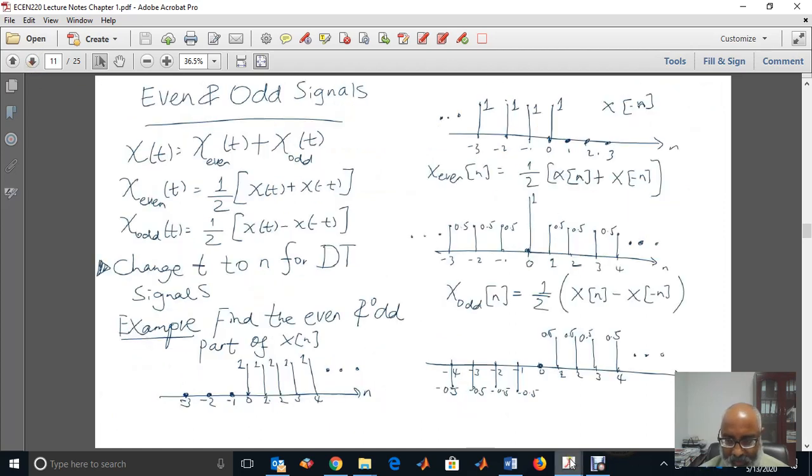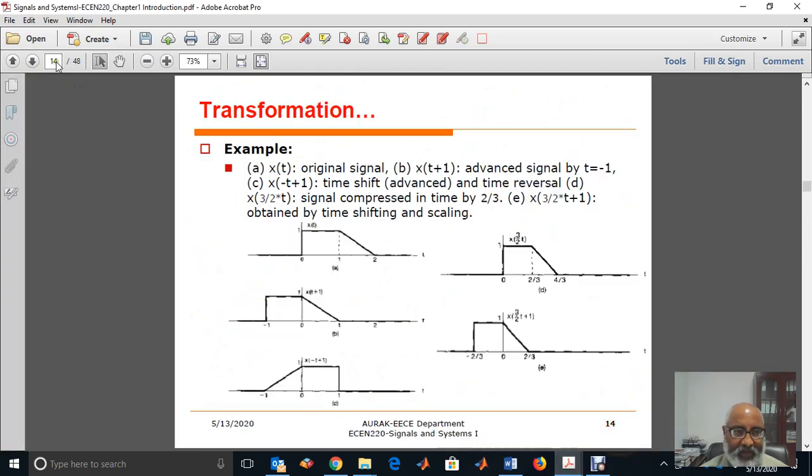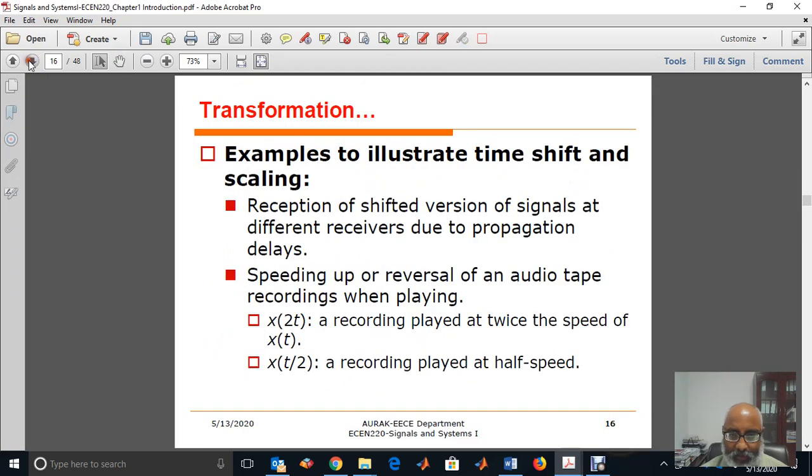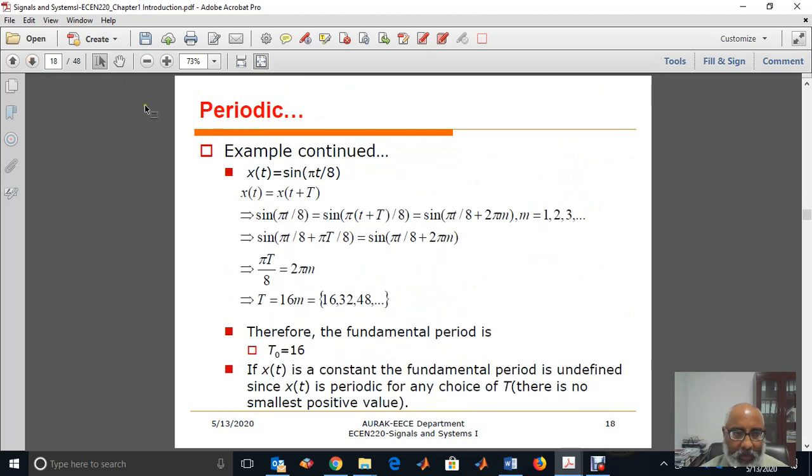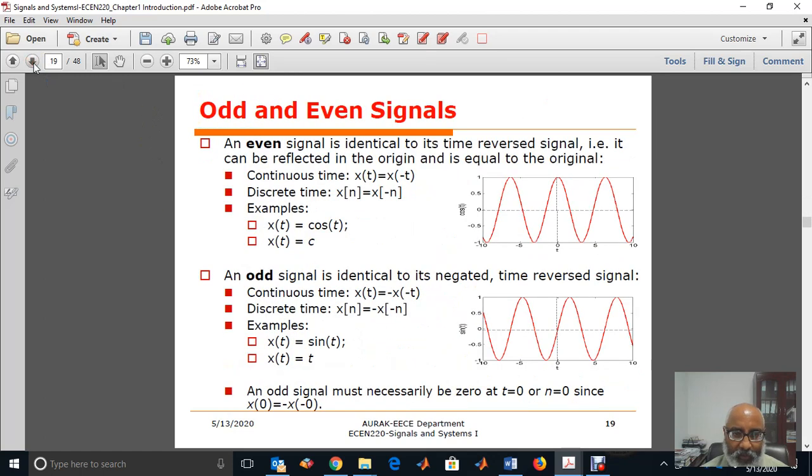Okay, even and odd signals. An even signal is identical to its time reversal signal. That means x of t is equal to x of minus t. What is x of minus t? We say time reversal, or reflection across the y-axis. Then we say the signal is an even signal. For discrete, it is the same: x of n is equal to x of minus n.